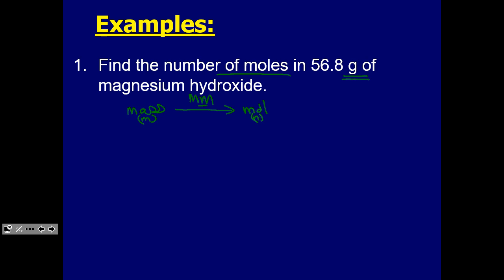The formula that we need: magnesium hydroxide. Magnesium is 2, hydroxide is 1, and we get the molar mass. Very often the molar mass is one of the first things that we need, and we need to be able to do it quickly and efficiently.